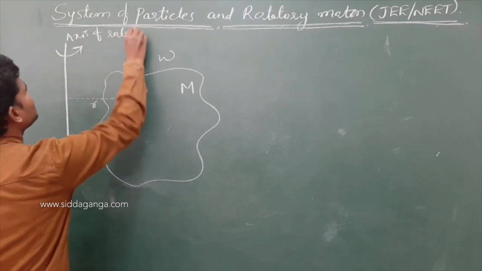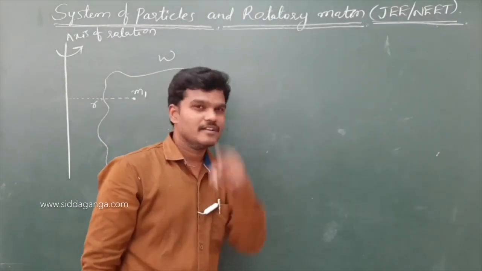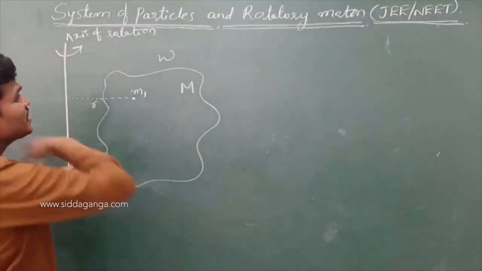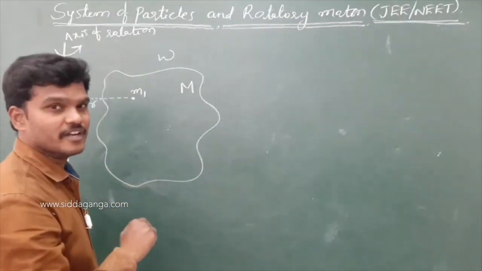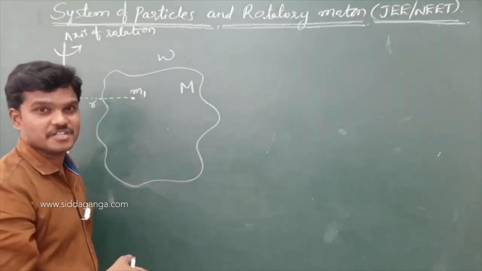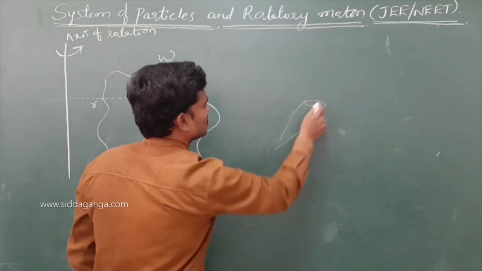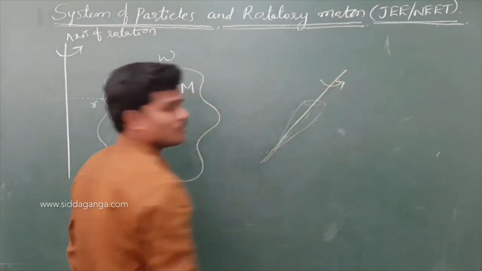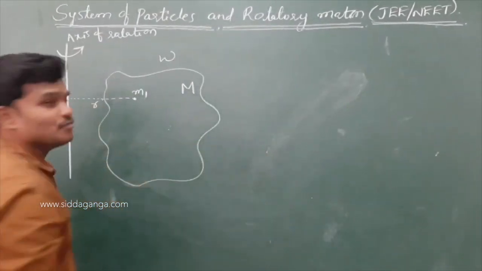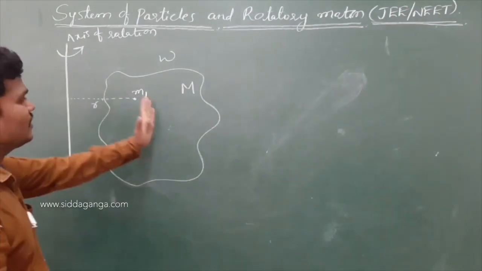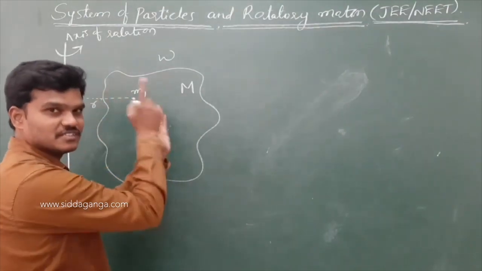This axis we call the axis of rotation, that is the line along which the rigid body can rotate. For a fan, the pipe is the axis of rotation. A spinning top rotates about its own axis, like this. This is the axis of rotation for the top. For a potter's wheel, the middle line is the axis of rotation. Here I am taking this as the axis of rotation. It may be outside the body, or maybe it is inside the body also. The body rotates about its own axis.